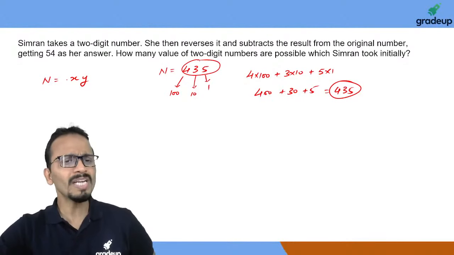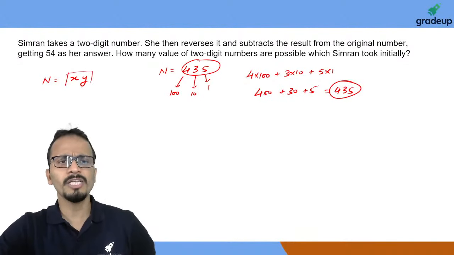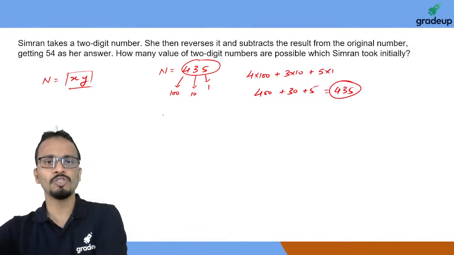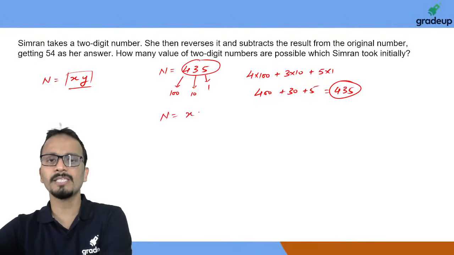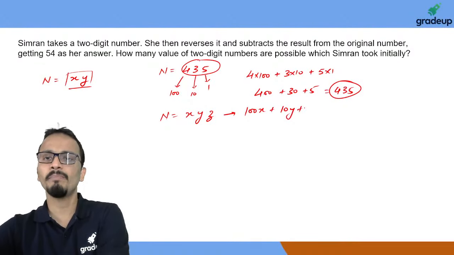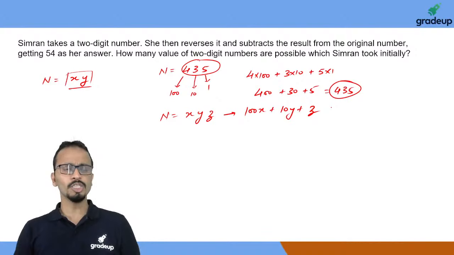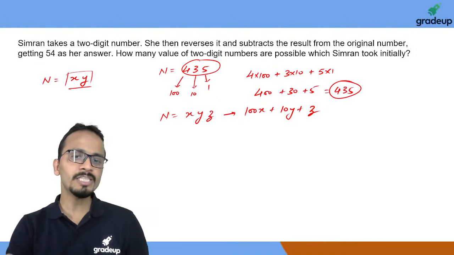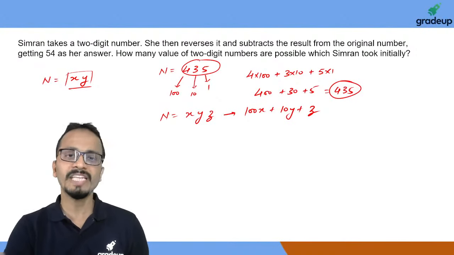Now, what if the number is written in the form of a variable? So let's do it for a 3-digit number, x, y, z. So we write it as 100x plus 10y plus z. Okay, so this is how we represent a 3-digit number which is written in the form of variables.